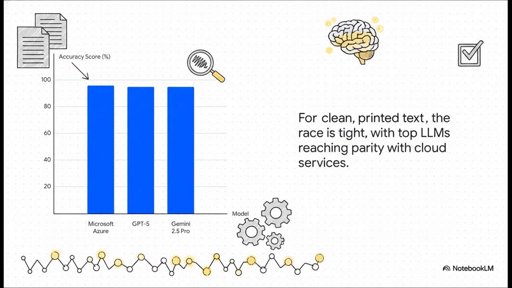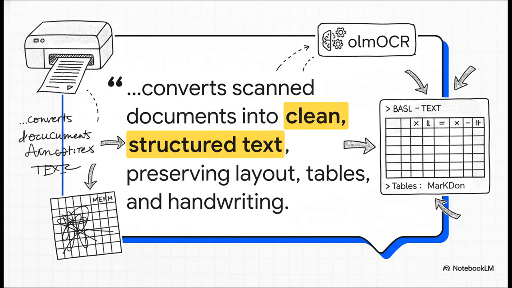Now, what about clean, printed text? Well, the race here is way tighter. Some of the big cloud services, like Microsoft Azure, are still holding a razor-thin lead at 96%. But just look at how close the top LLMs are. They've basically caught up on standard documents, which is a massive achievement. But remember, accuracy is only half the battle. Structure is the other half.